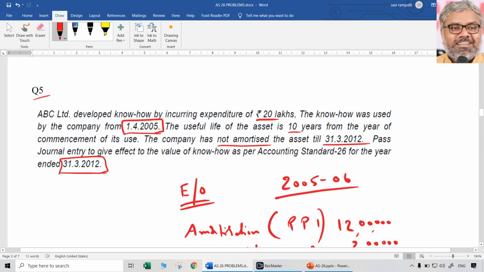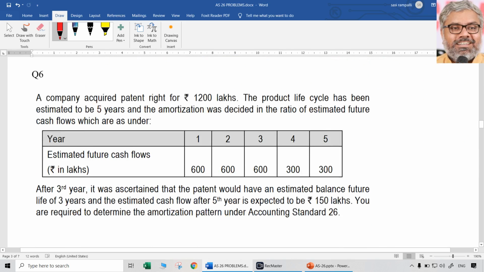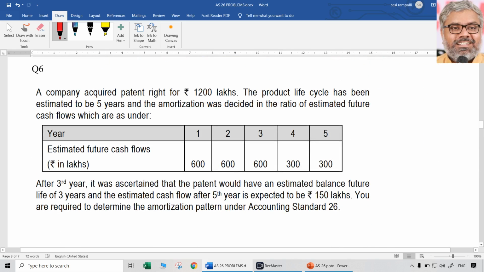For that, you have to give explanation once again why 12 lakhs is a prior period item, since it is resulting from an error or omission related to the periods prior to the current financial year. That was question number 5. Once again, question number 6 also is similar to question number 2. As I was telling, similar questions were asked many times, only the numbers change.